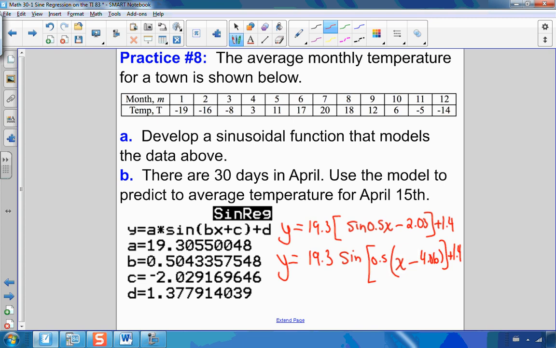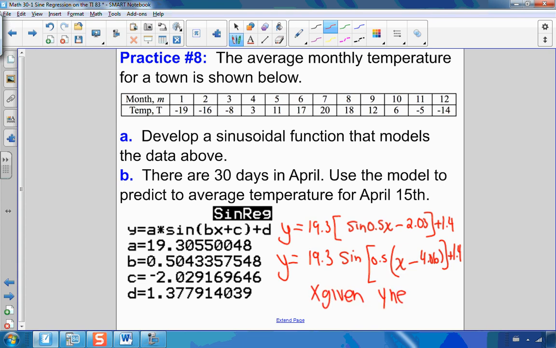So the time that you spend developing the equation is really putting it into the calculator. Once it's in the calculator, it's a simple matter of factoring b from your equation. So that's my equation. Now let's look at how we answer the question. There are 30 days in April. Use the model to predict the average temperature for April 15th. So this is month number. This is an example of x given, y needed. So x given, y needed.